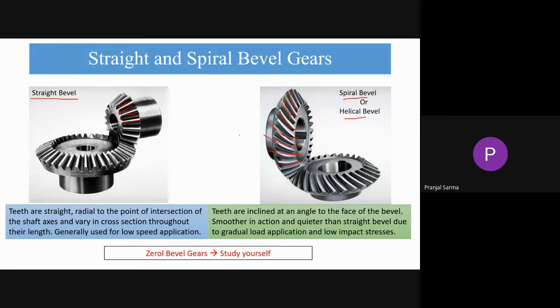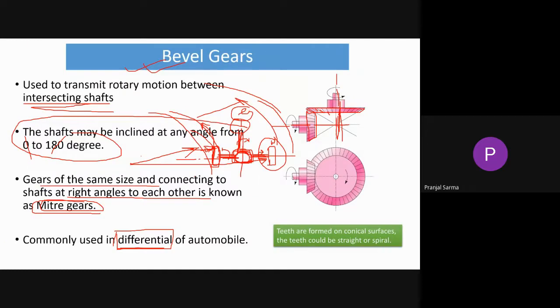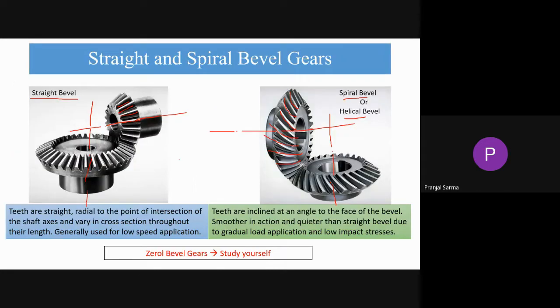This is the shaft axis, and this is the shaft axis for this particular gear, and they are intersecting. Similar is the case here, this is the axis of the shaft, and this is the axis of that particular shaft, so they are intersecting. These wheel gears, if you look at properly, you can see this inclination here.